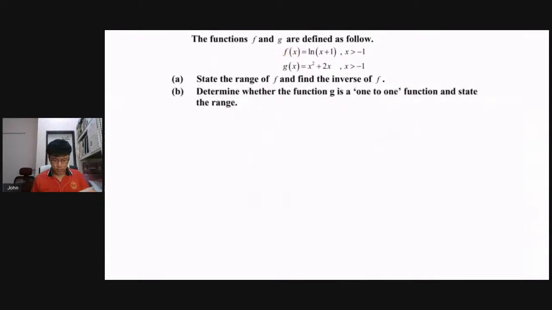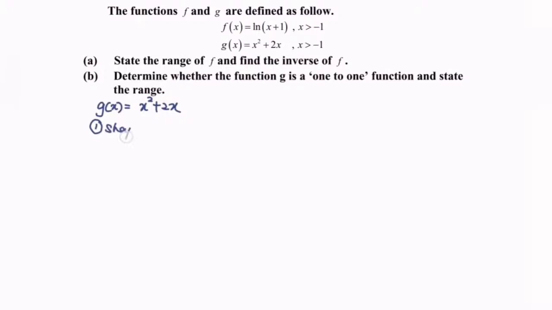B. Determine whether the function g is a one-to-one function and state the range. So in here, I'm going to sketch the graph in order to determine whether the situation is a one-to-one function or not. So given the function g(x) is equal to x squared plus 2x. So number one, the shape. The shape is a U shape because a is greater than 0, so we will have a minimum point.